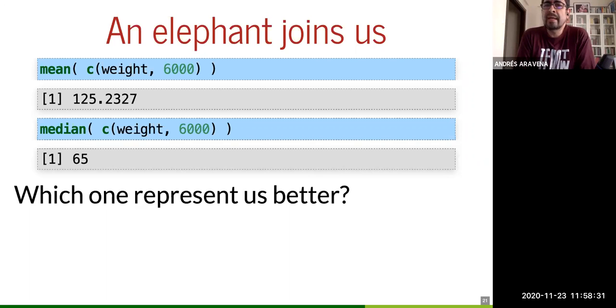A typical example of this is when, instead of thinking of weight, you think about money, the income, how much money you have. We probably have some variability, but we are more or less in a well-defined range. And we have an average of us. If one day Bill Gates came to the group, he has so much money, something like everybody in the world. So the average income increased a lot. But the median does not.